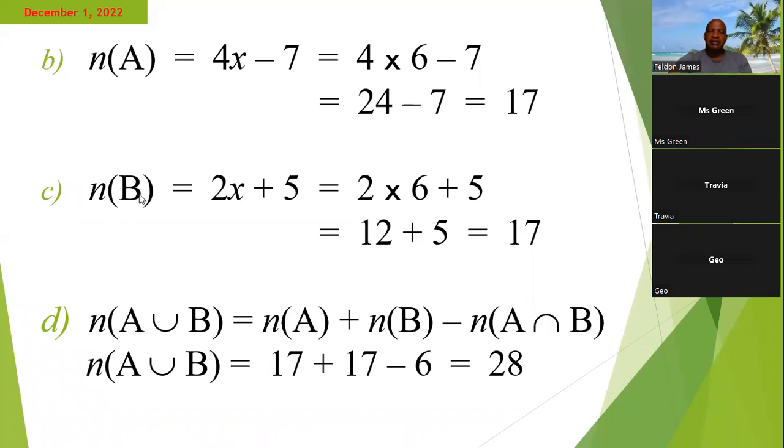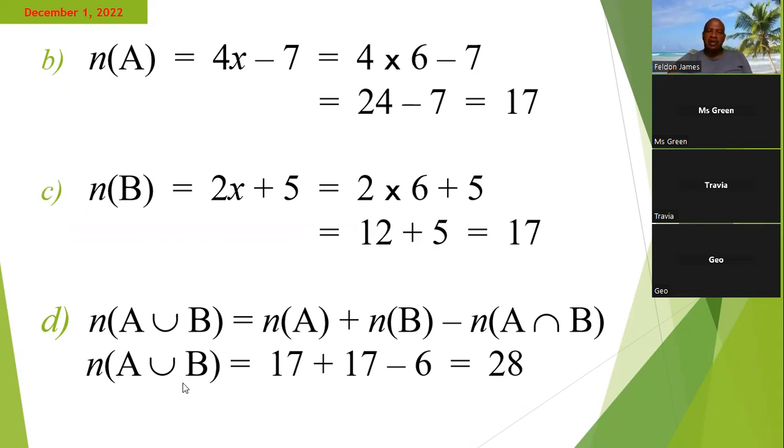If we were to do the same thing for B, then we would have 2x plus 5. We know that x is 6. So 2 times 6 gives you 12. Then we plus 5, we get 17. Now, it was given, though, that the number of elements in A is equal to the number of elements in B. So if you calculate A and get 17, then clearly B is going to also be 17 because you were told that they are the same.